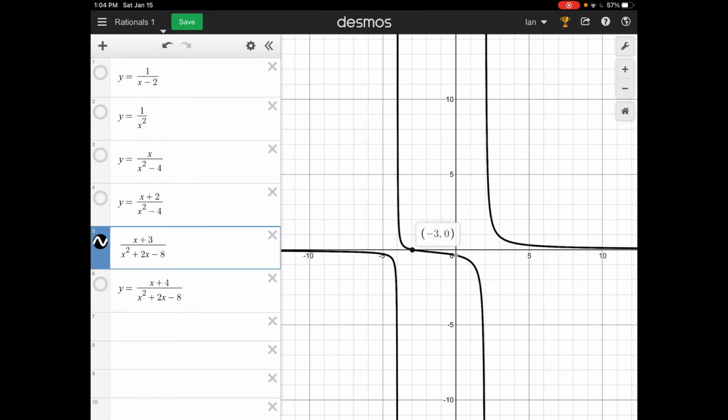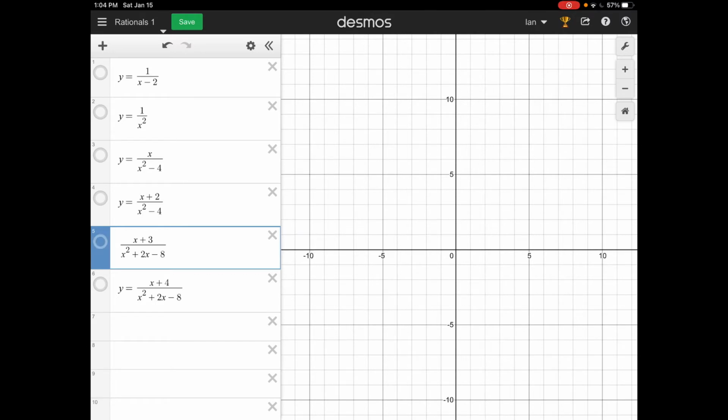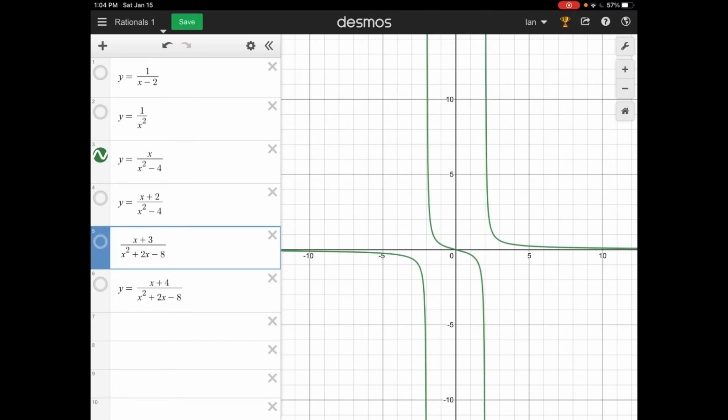Okay? And that's because it causes the numerator, or the top of the fraction, to be 0, which means that the whole y value is going to be 0, if just the top is 0. Because 0 divided by anything other than 0 is just 0. That'll also happen in the third one here. The number 0 makes the top 0, so that's where your x-intercept is.